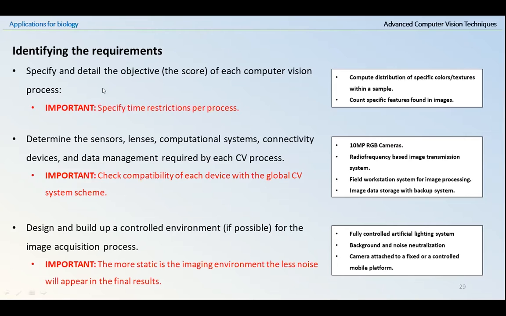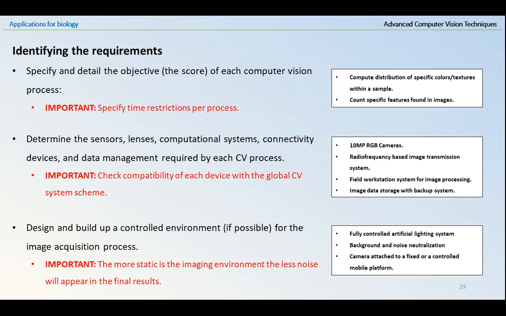And also, you can have time restrictions at a specific moment, and having all of them together would be a bad strategy, because we would require a lot of time. Also important, identify all the hardware you will need for each computer vision process. Make sure all the hardware is compatible with each other, because you would be surprised how often incompatibilities can show up. This can take a lot of time to study.